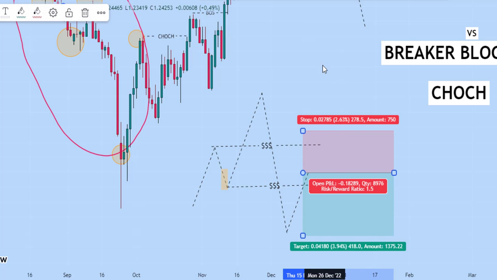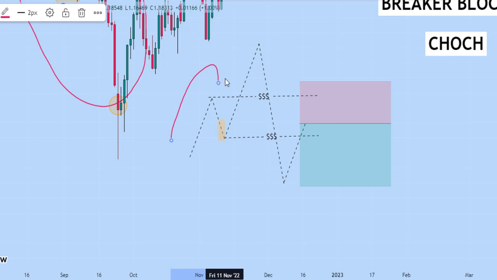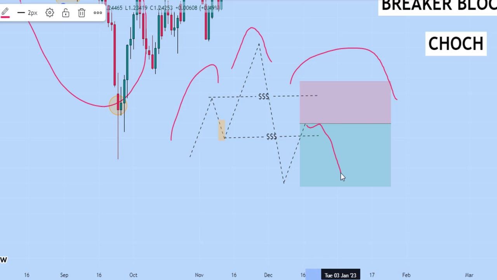So for people that are using classical or normal chart patterns, this is what we call a head and shoulders pattern, but the smart money concept gives it a better definition. So from here we expect price to just push and then have it like this.